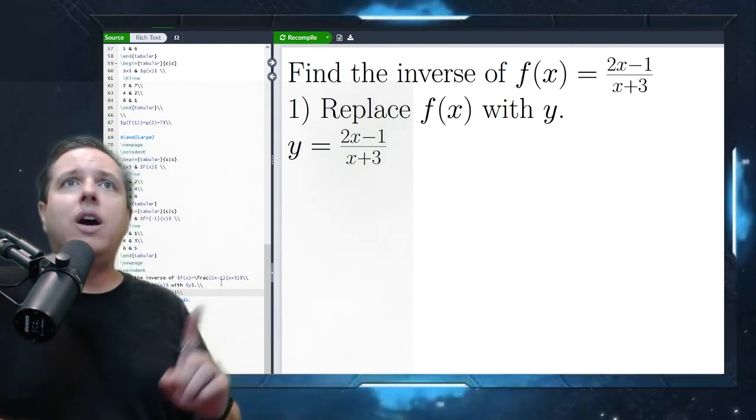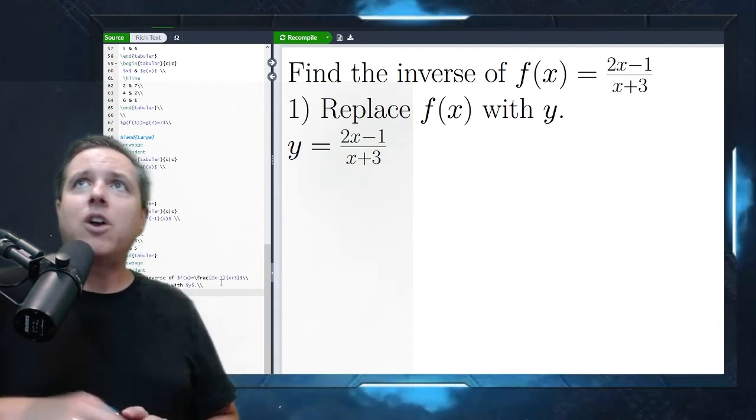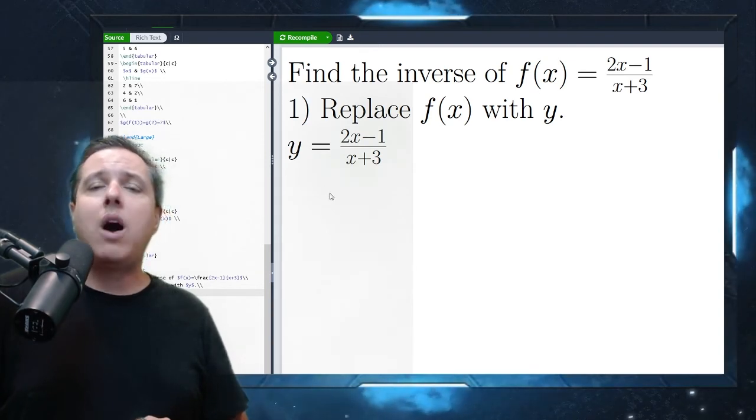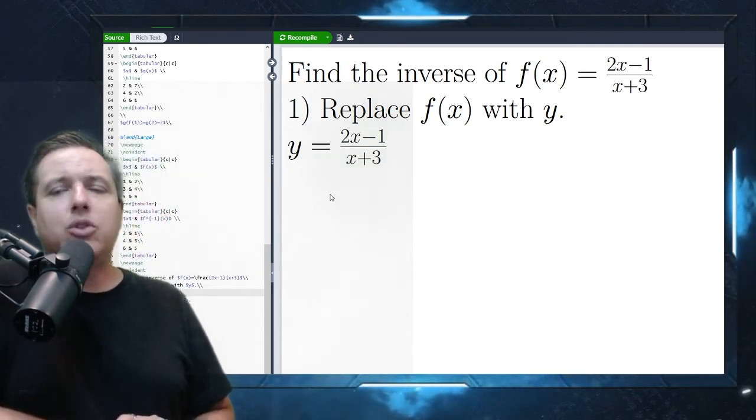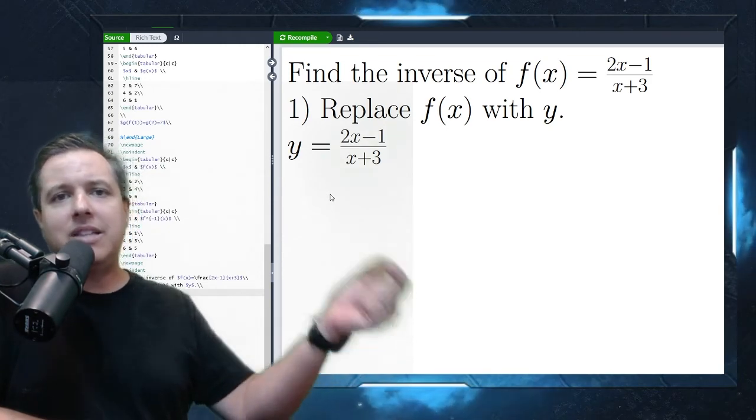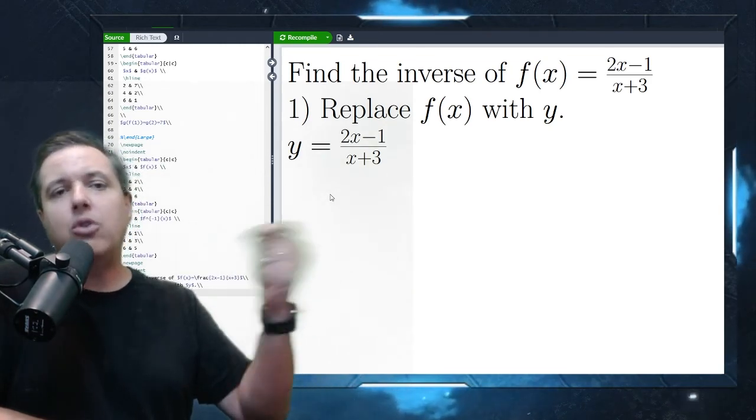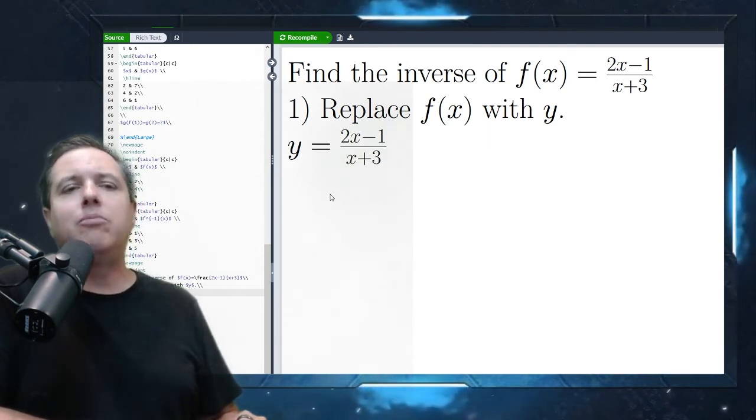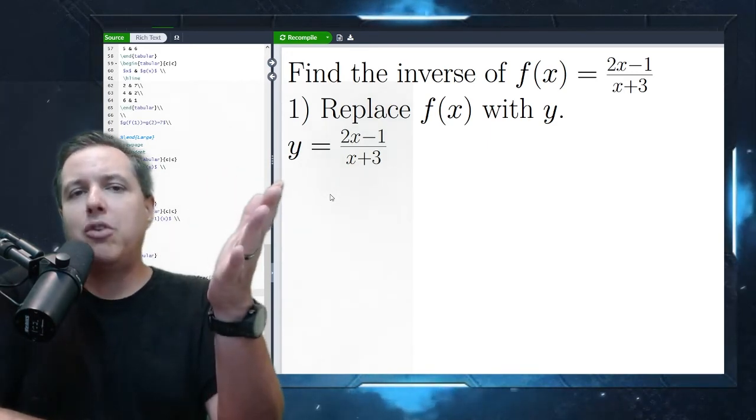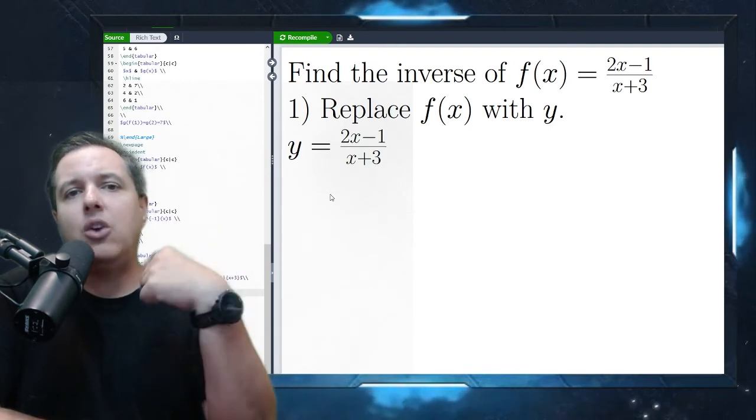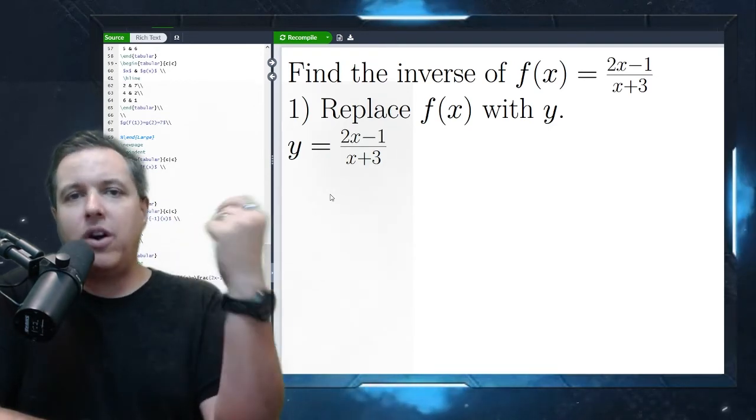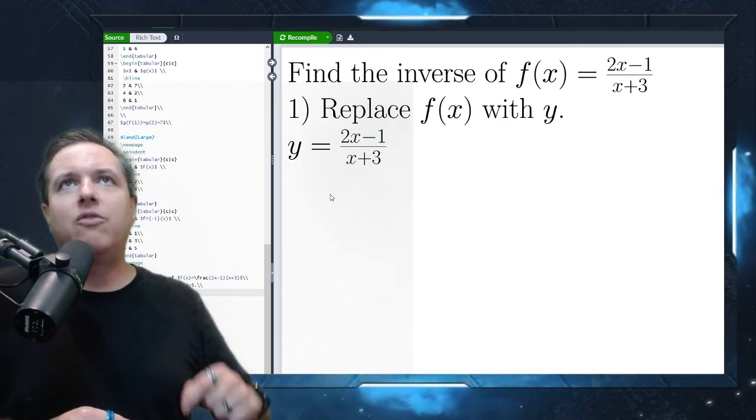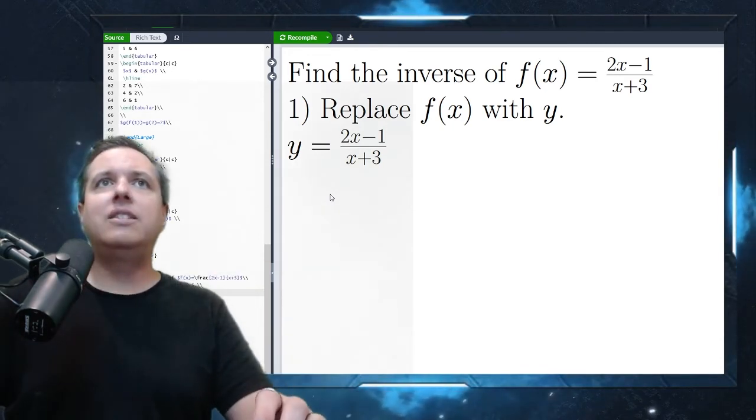So step 1 is that we're going to take our function notation, and we're going to replace it with just the variable y. Remember, f of x is equal to y. F of x represents the output from a function, and so does y. They represent the output from the function, so we can use them interchangeably. But for this particular problem, it's easier to deal with an equation than it is to deal with function notation. So that's why basically all step 1 does is convert it to an equation that is easier for us to deal with.